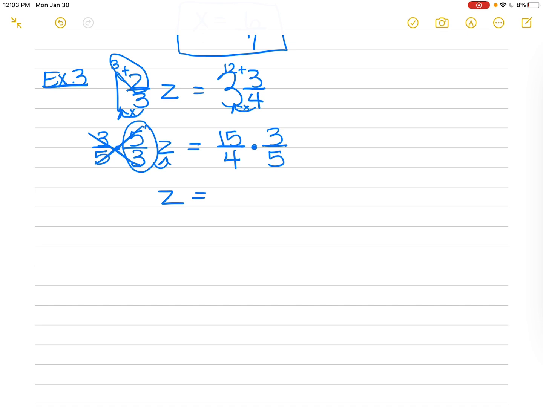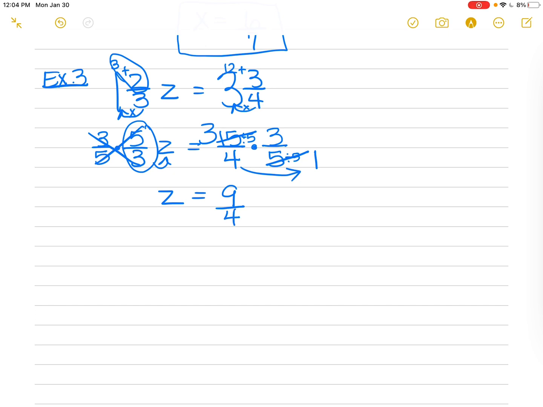Now, before I start multiplying, I want to simplify. So I notice that 15 and 5 can both be divided by 5. So I'm going to do that. I'm going to cross it out and write my new answer there. So now you have 3. 15 divided by 5 is 3, and 5 divided by 5 is 1. So 3 times 3 is 9, and 4 times 1 is 4.